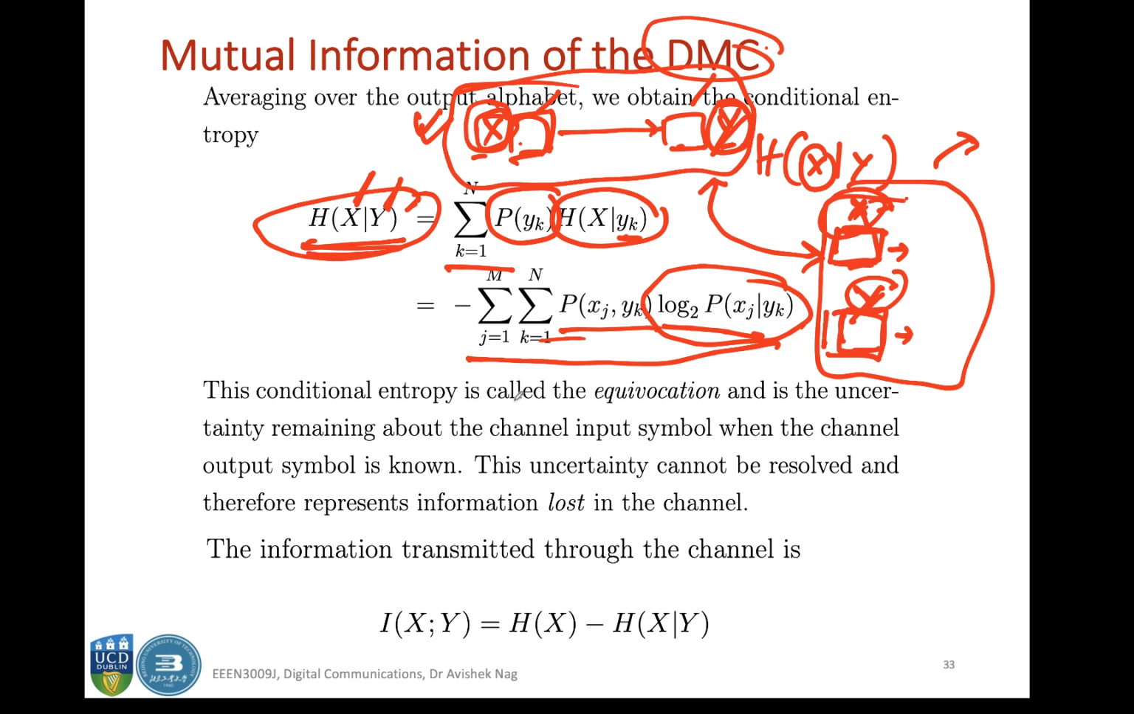This conditional entropy is also called the equivocation. You learned about this term equivocation in the previous video lecture, and both have the same meaning. In the previous lecture, you saw that equivocation meant the amount of information that was getting lost because of the noisy channel. Here also it means the same.